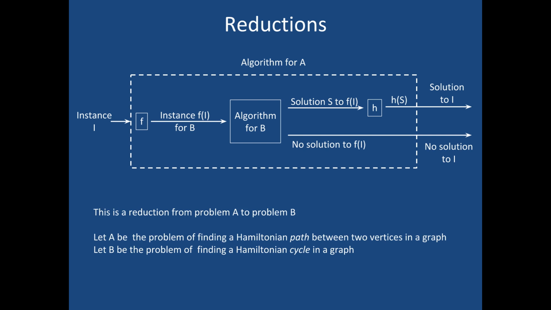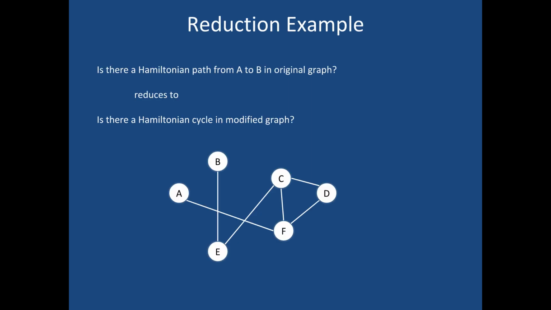So here is an example that uses problems that we've talked about. Let A be the problem of finding a Hamiltonian path between two vertices in a graph. So a Hamiltonian path is one that visits every vertex but doesn't go back to the beginning. It just starts here, wanders around, hits every vertex once, and ends somewhere. That's the path. Cycle has to be closed. So if we let A be the problem of finding the Hamiltonian path, and B is the problem of finding a Hamiltonian cycle, we want to see if we have solved the Hamiltonian cycle problem, could we use it to solve a Hamiltonian path problem? In other words, does A reduce to B?